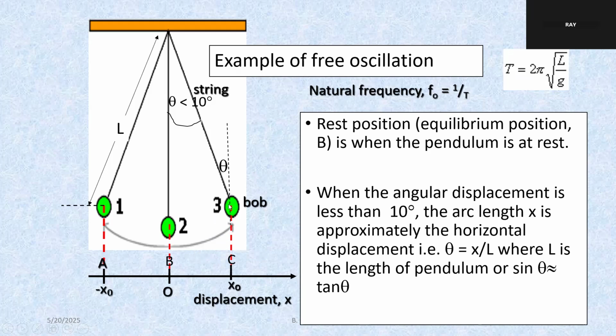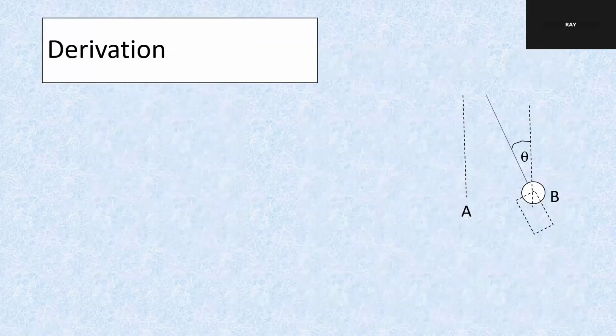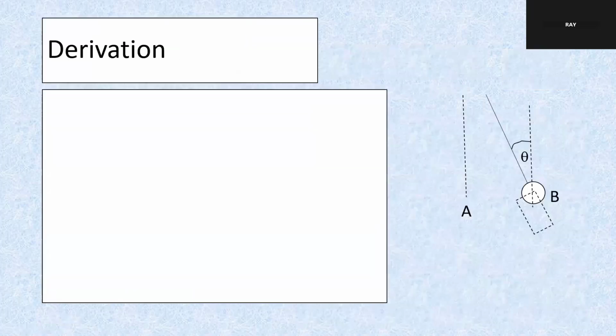And if you look at this as a circle, then theta is x over L, where L is the length of the pendulum. And in the proper derivation, we use sine theta approximately equals tangent theta, because it's 10 degrees. We can use that. Derivation: we displace it. This is a string, this is the bob. Displace it.